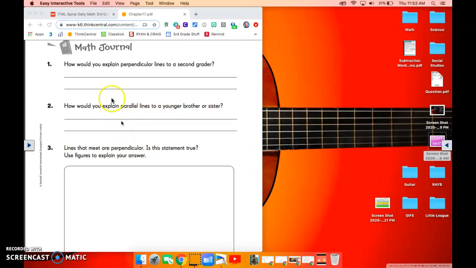Math journal pages here. How would you explain perpendicular lines to a second grader? And number two is, how would you explain parallel lines to a younger brother or sister? What I'm going to do is I have a picture here of the background of my computer screen, and I hope you can see that okay. It's guitar strings and the frets on the fretboard that go along with it, okay? Now, how would you explain perpendicular lines using these strings which go this way and the frets, those little pieces of metal that go that way?